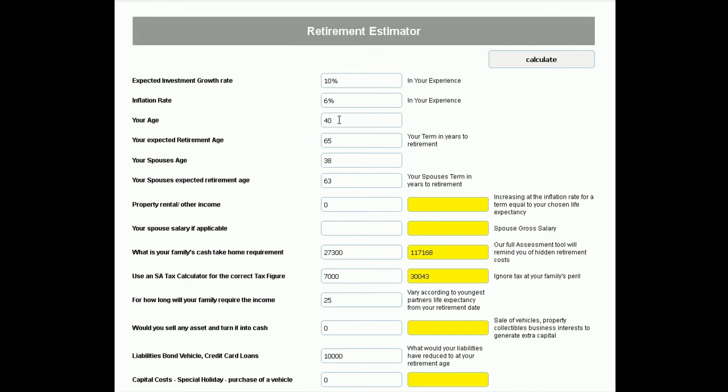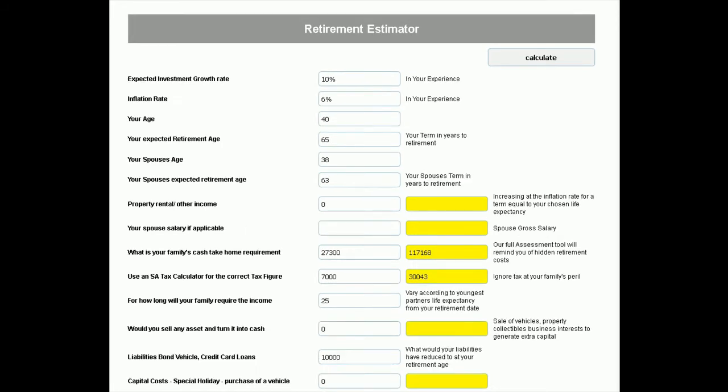In our example, Mr. Soap is 40 years old. He's going to retire when he's 65 in 25 years' time. His spouse is 38. She'll retire at the same time as him when she's 63. They don't have any property income that will be available as an extra income after retirement, and Mrs. Soap will not be working any longer than Mr. Soap, so there is no salary applicable.